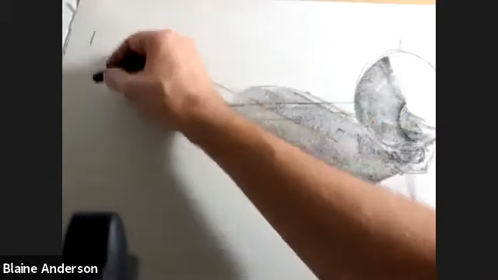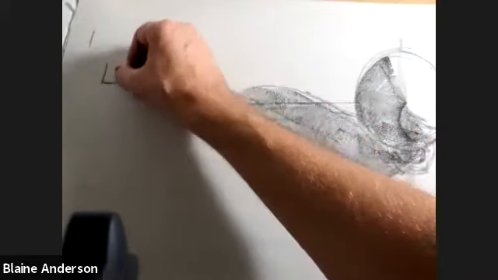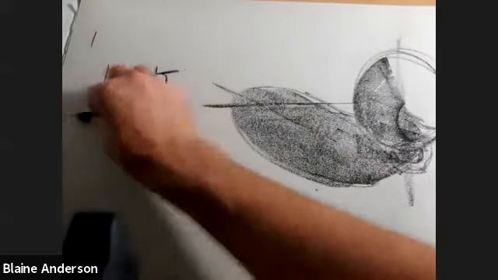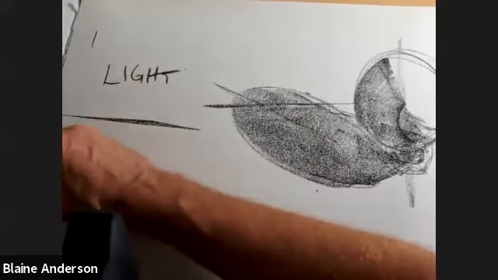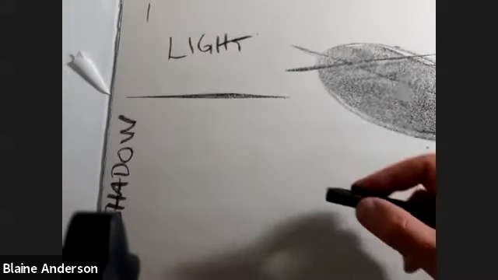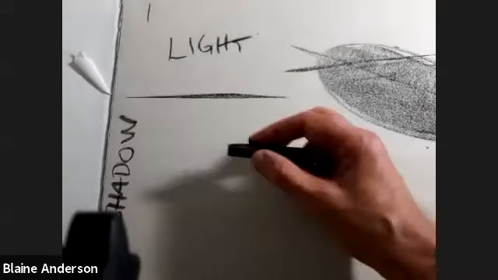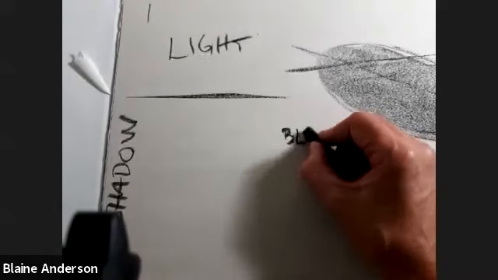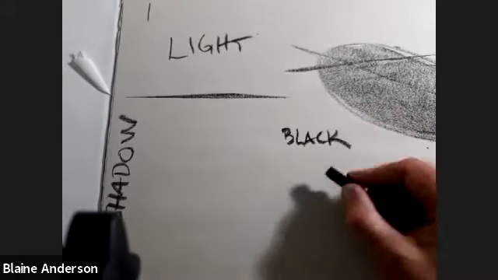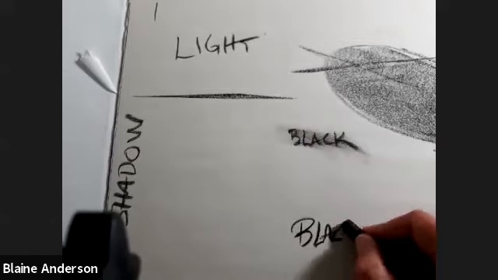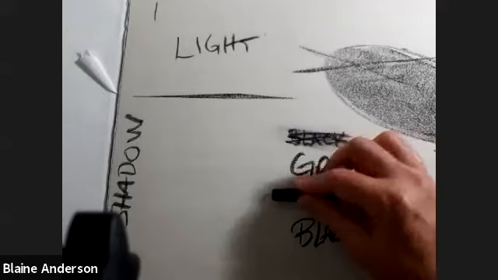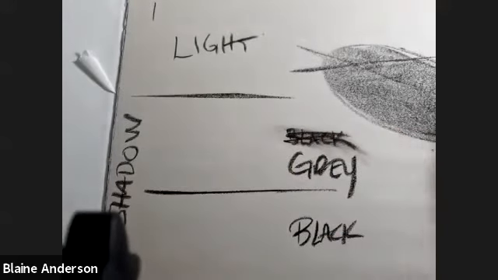Step one, you want to divide the light from the shadow. Step two, divide the shadow into black, let's go black at the deep end, and gray up here. Okay, so where am I going to put black?